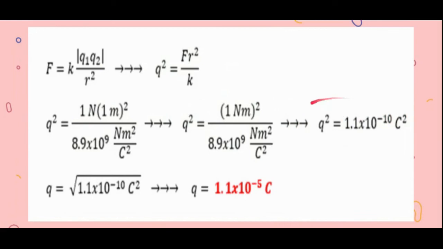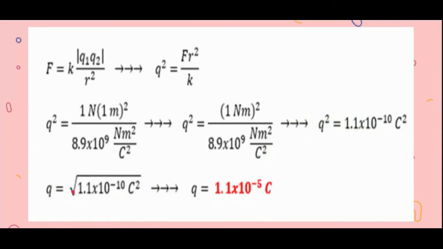So the product is equal to 1.1 times 10 to the negative 10. But we are looking for the magnitude of a single charge since they are identical. So we know that the value of Q is equal to the square root of Q squared. How do we do that? We get the square root of the values on both sides of the equation. If we get the square root of Q squared, that will give us Q.